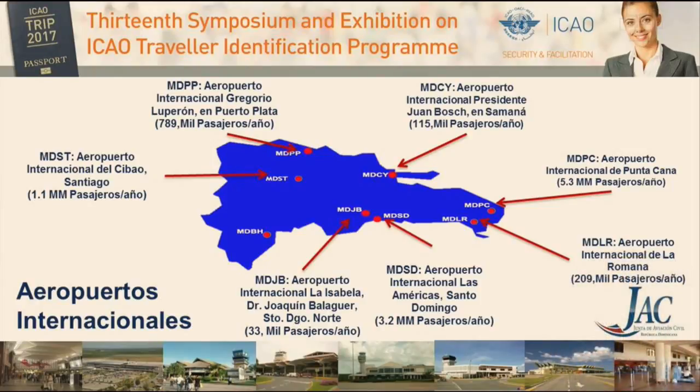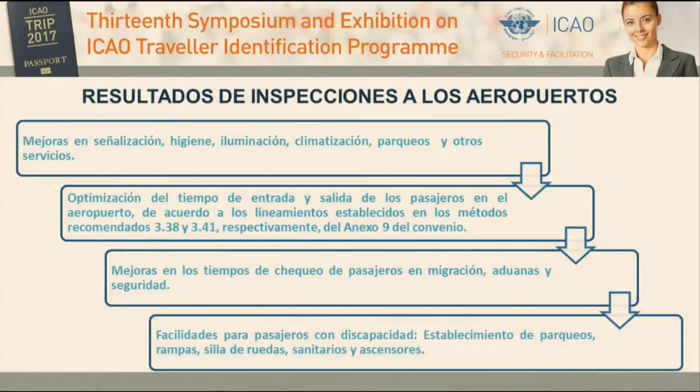And here you can see the distribution of the airports in the Dominican Republic, down in the south in Santo Domingo, the capital, and then in the east we've got 2, Romana and Punta Cana, and then up in the north we've got Puerto Plata, that's the Gregorio Luperón airport, and then we've got Samaná, and we also have the Cibao airport up there.